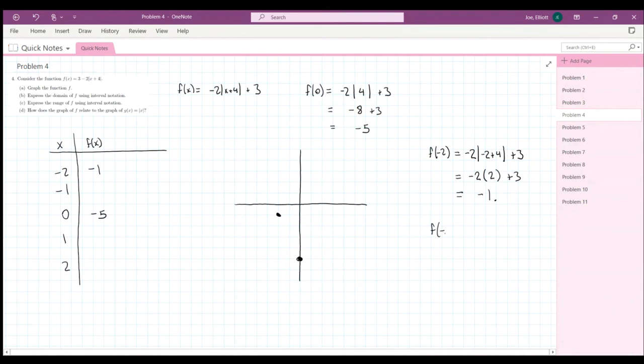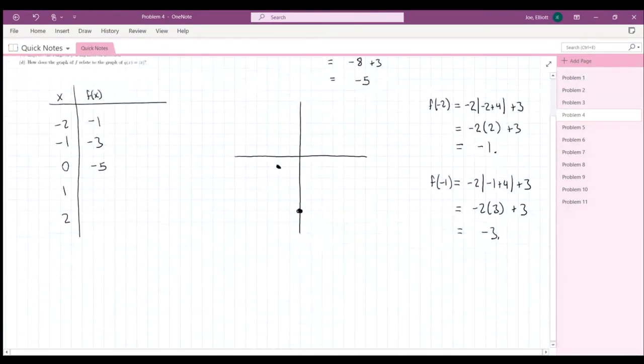All right, if we do f of negative 1, so now plugging in negative 1 for x, so negative 1 plus 4, plus 3. Okay, so negative 2 times 3, so that would be negative 6, plus 3 is negative 3. Okay. All right. So then when x is negative 1, the y-coordinate will be negative 3. We have those 3 points right now.